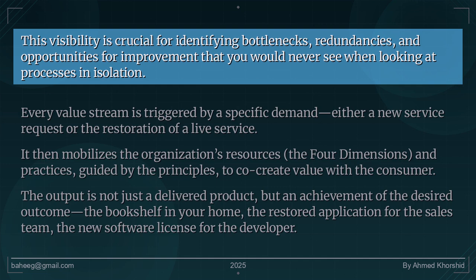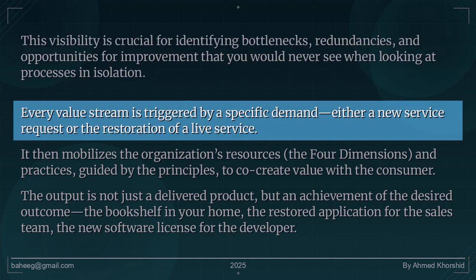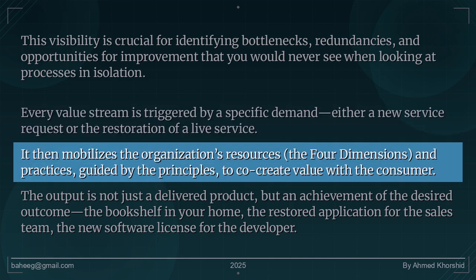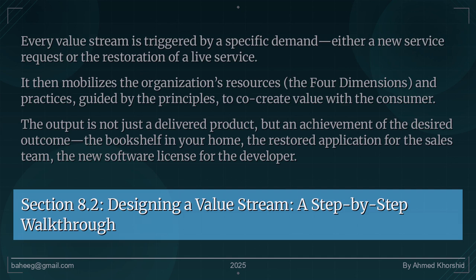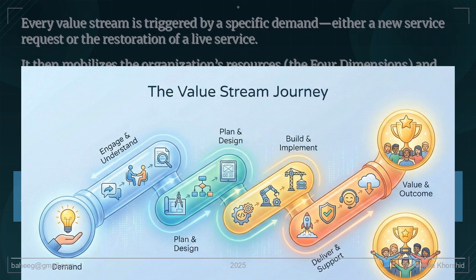Every value stream is triggered by a specific demand, either a new service request or the restoration of a live service. It then mobilizes the organization's resources, the 4 dimensions, and practices, guided by the principles, to co-create value with the consumer. The output is not just a delivered product, but an achievement of the desired outcome: the bookshelf in your home, the restored application for the sales team, the new software license for the developer. Section 8.2 Designing a Value Stream, a Step-by-Step Walkthrough.